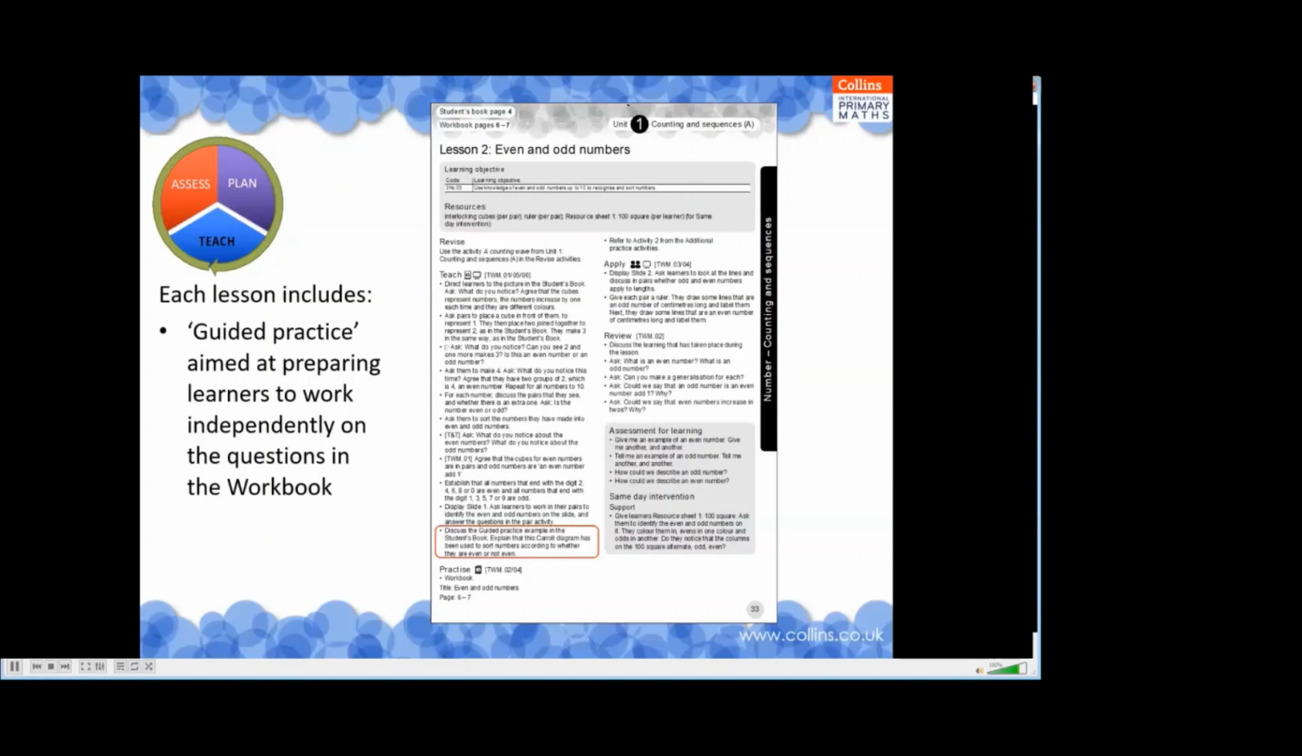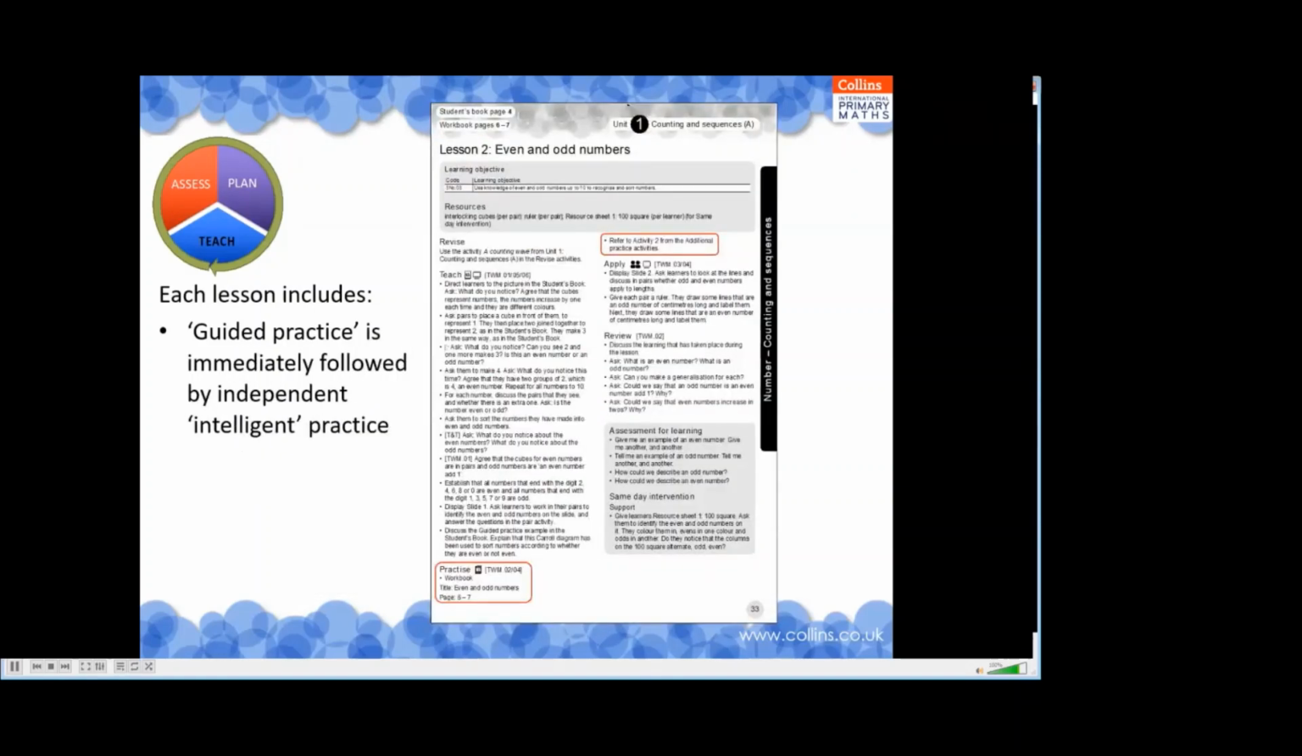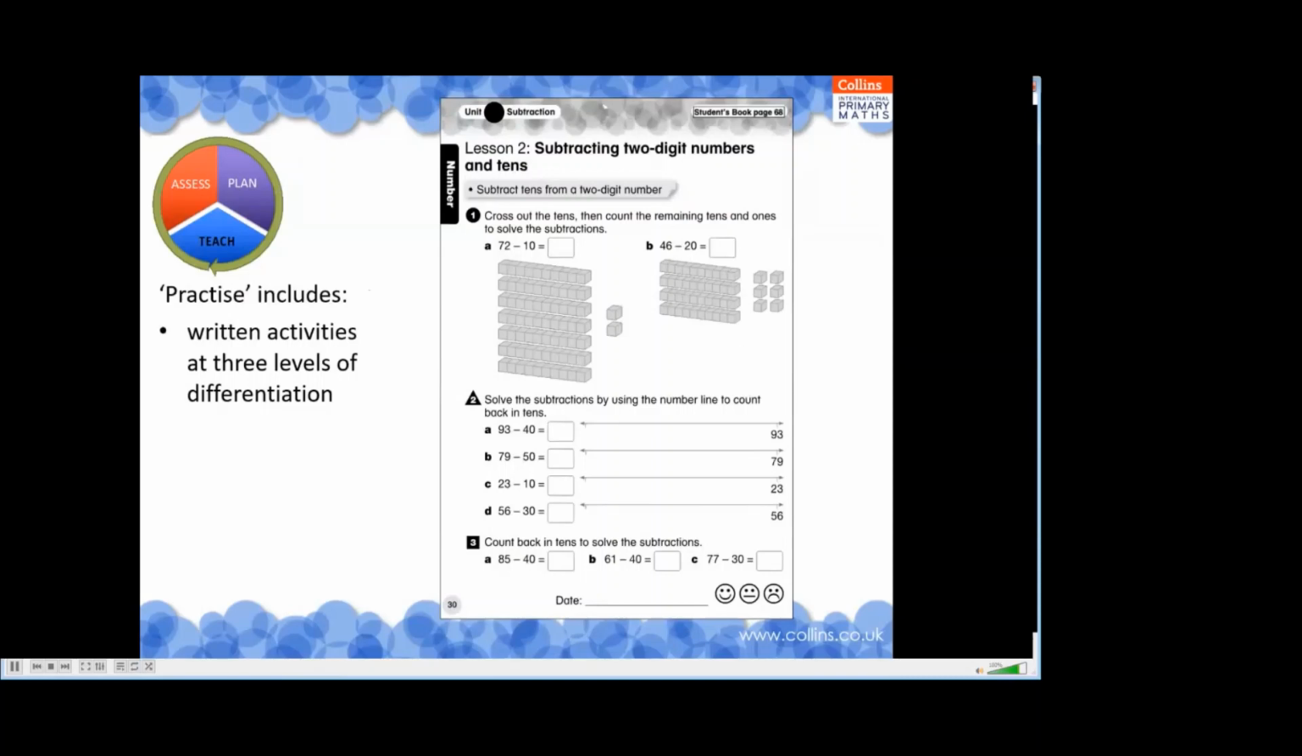Guided practice aims at preparing learners to work independently on questions in the workbook and is located in the student's book. Guided practice is immediately followed by independent, intelligent practice. Practice includes written activities at 3 levels of differentiation.